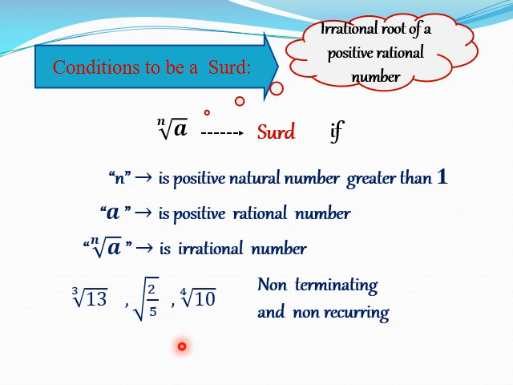The values of these numbers are non-terminating and non-recurring, which makes them irrational. So these are examples of a surd, and these are three important conditions to be a surd. Keep them in your mind.